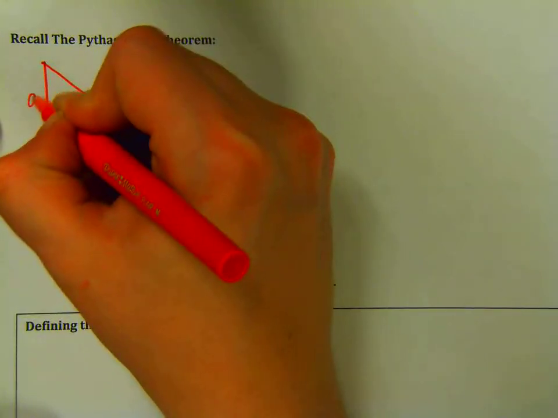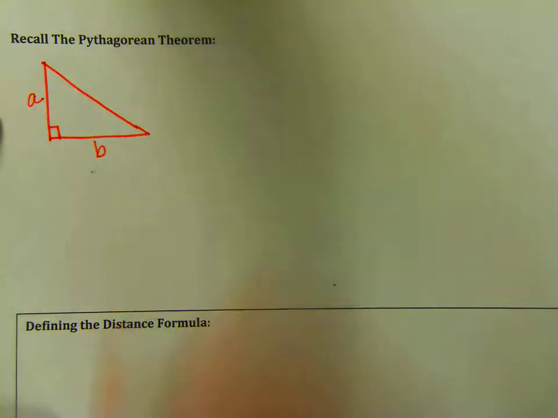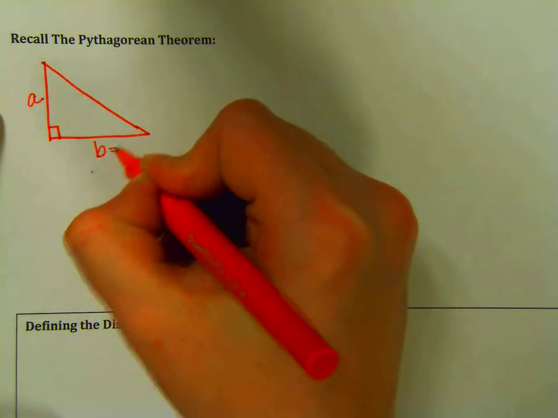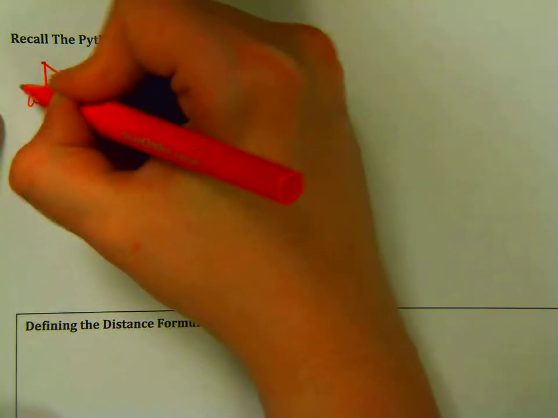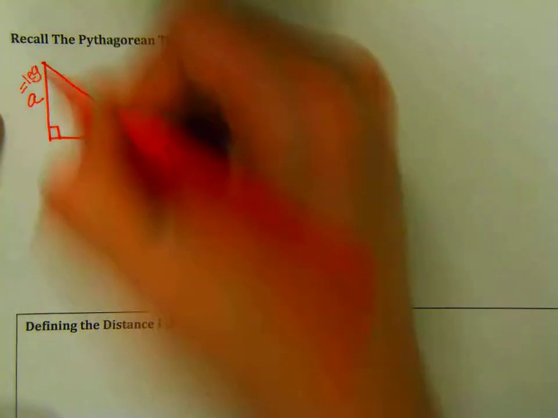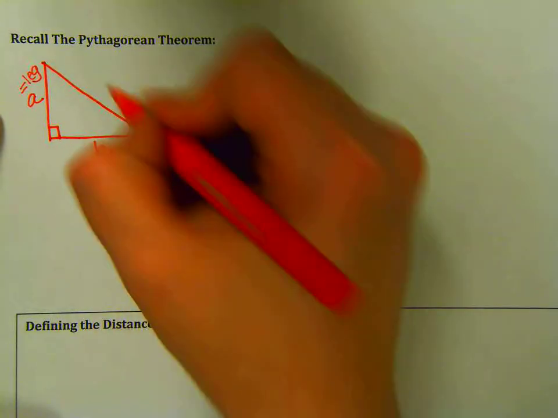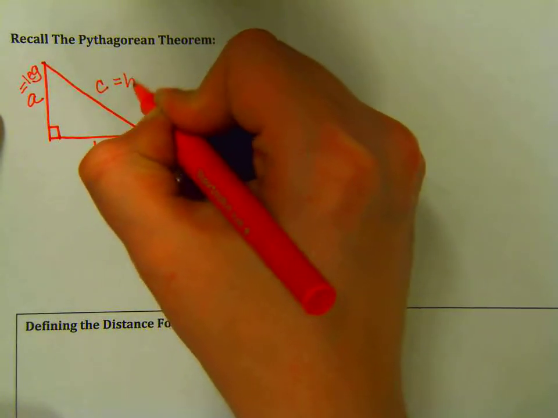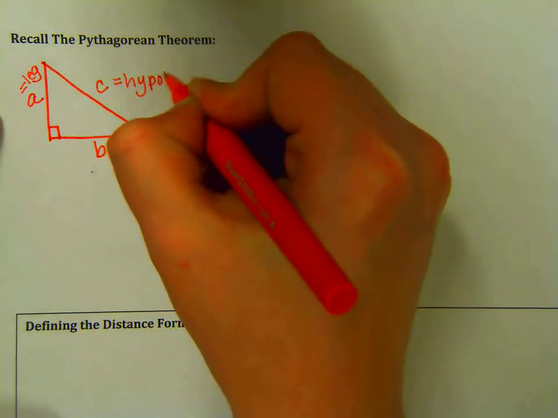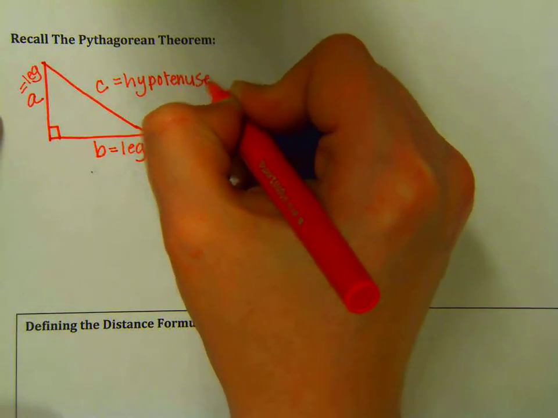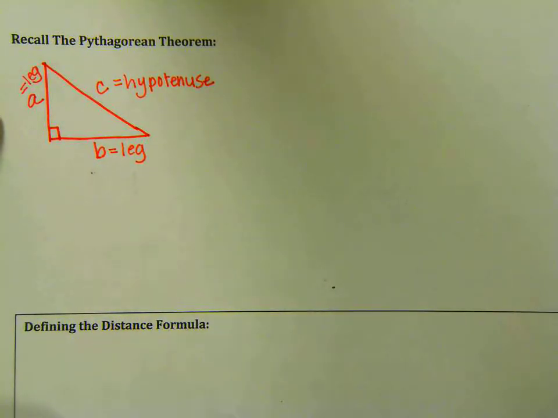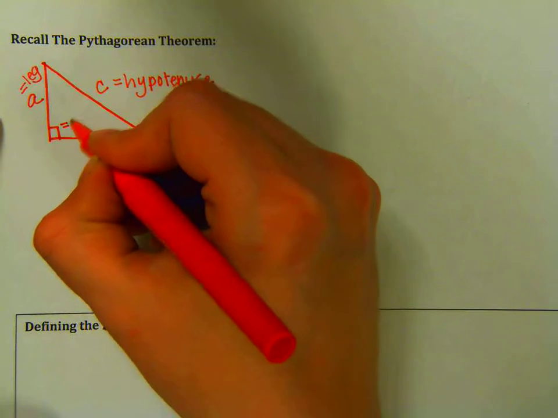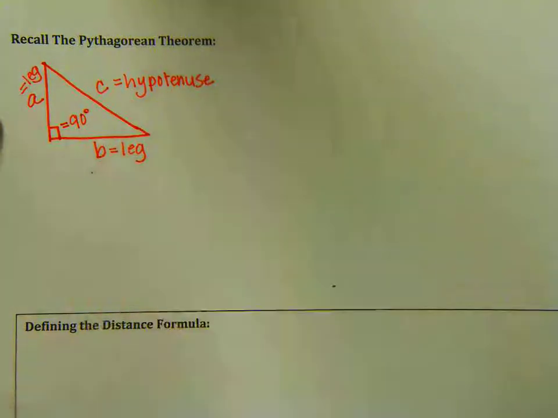We always call these two A and B, and these stand for the legs. C is always the hypotenuse. And this little square is a 90-degree angle.